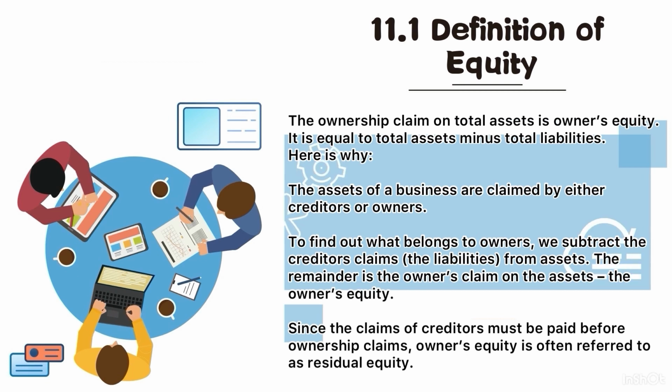The ownership claim on total assets is owner's equity. It is equal to total assets minus total liabilities. Here is why. The assets of a business are claimed by either creditors or owners. To find out what belongs to owners, we subtract the creditors' claims, the liabilities, from assets. The remainder is the owner's claim on the assets, the owner's equity. Since the claims of creditors must be paid before ownership claims, owner's equity is often referred to as residual equity.